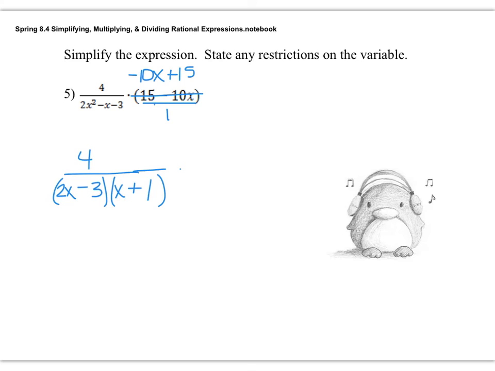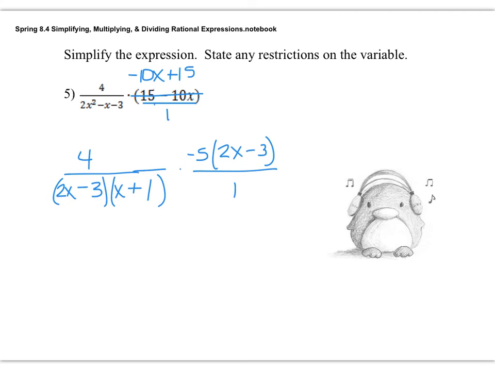On the top of the next one, I can take out a -5. Remember the rule, if your first term's negative, you need to take that out. I'm left with a 2x minus 3, and that's over 1.